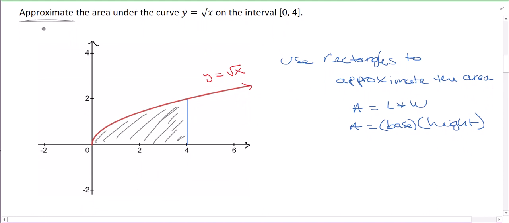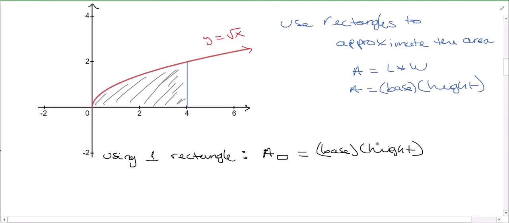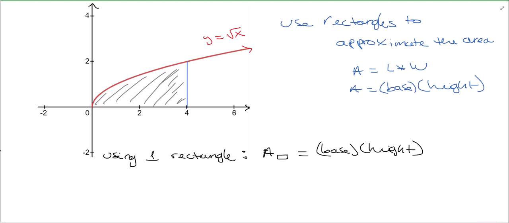So here, if I use, let's say, just one rectangle, is that going to be a good approximation? We know the area of a rectangle, we just said, is base times height. So using one rectangle, what will that look like? Let me draw it in green over here. If I use one rectangle, as I extend it over here, it's going to land right there. So I'm going to have a huge over approximation, right?